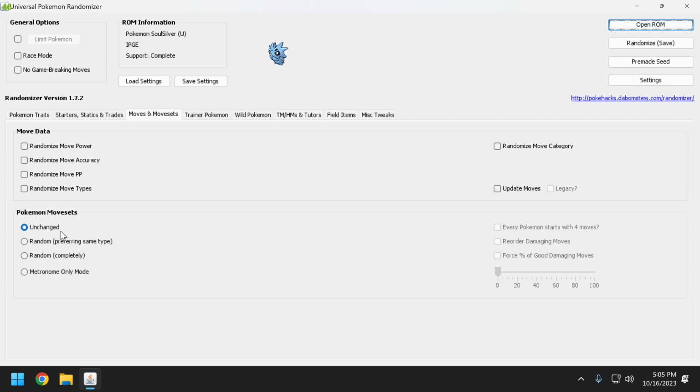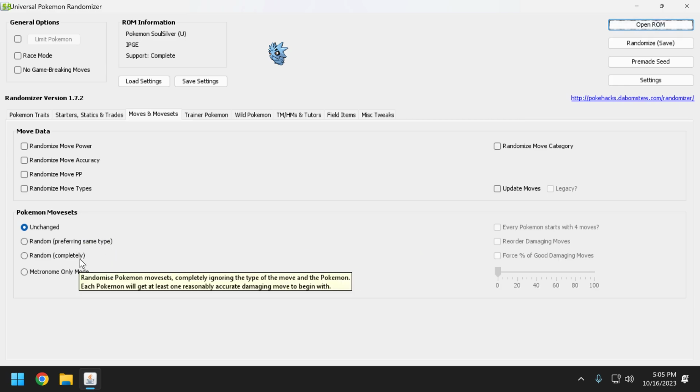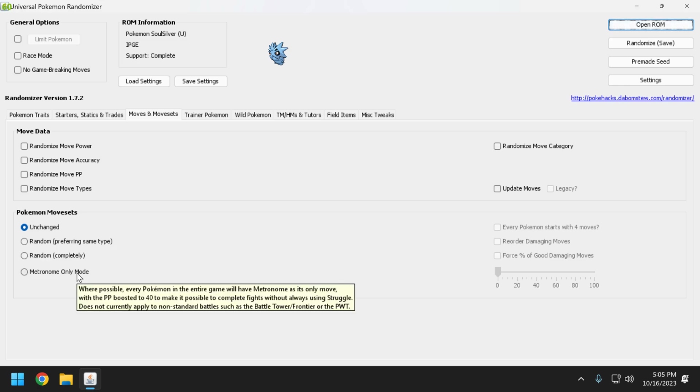And then the movesets, which are basically what every Pokemon learns as they level up. You can randomize it, but keep it within the same type. You can randomize it completely. Or if you're an insane person, you can make every single Pokemon know Metronome, which is just bonkers.